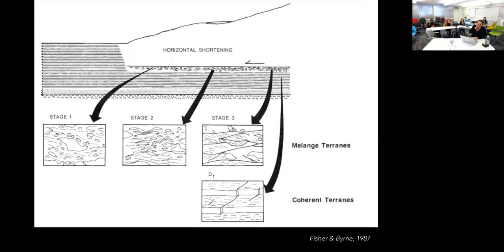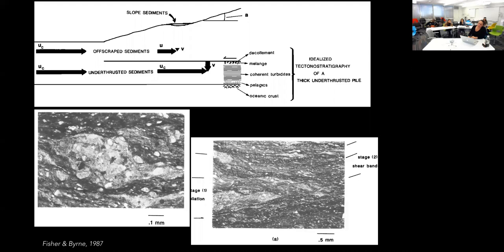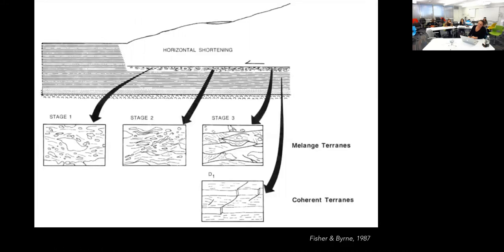Here's Fisher and Byrne's diagram of how that works, and obviously these are sketched from the exact micrographs that they put in the paper. The first stage of deformation is this distributed disaggregation, and then you have sequential localization, where you start with shear bands a few grains thick that form in stage 2. By stage 3, these have become discrete faults in their own right, but there's still a network of faults, and they're moving toward having a single, more mature fault.